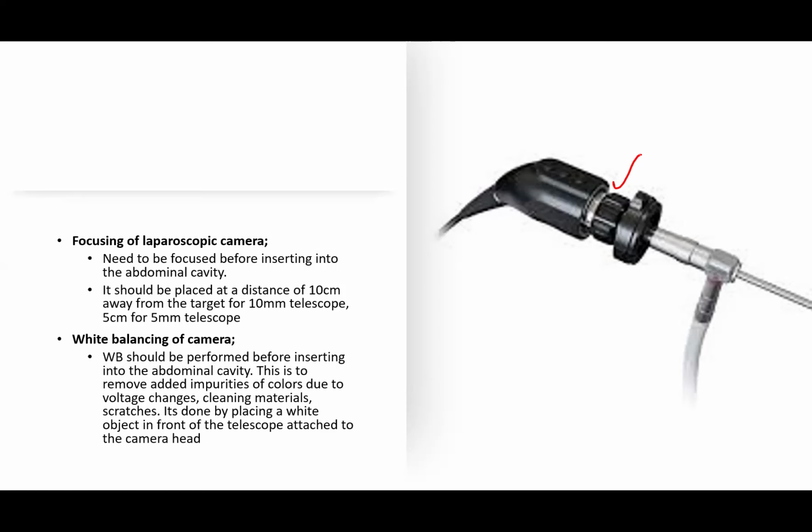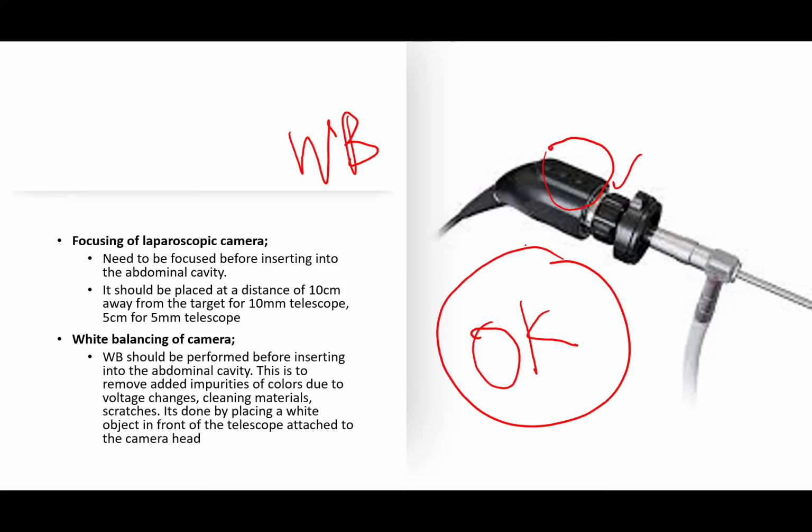It is done by placing a white object. Commonly, we use gauze in front of the telescope, attached to the camera head. Then you press the white balance button. You see a white balance button, depending on the product, either on the camera head or on the Endovision camera. You just press the white balance, and you see OK displaying on the screen. It will show you white balance OK. It means the color separations are now clear.